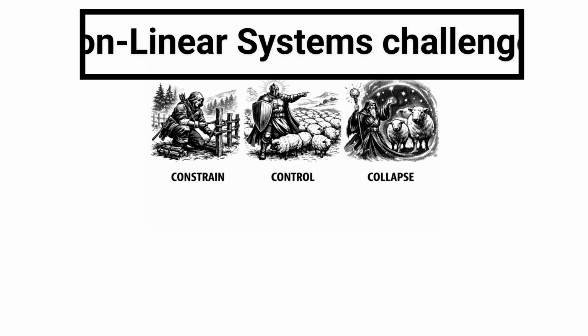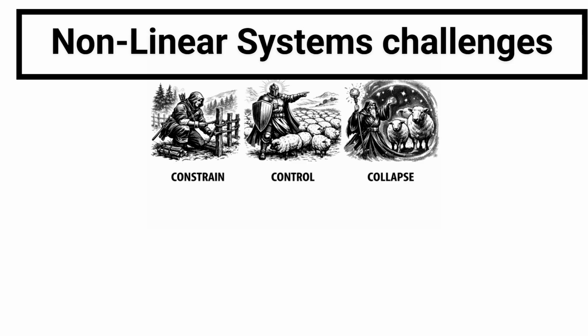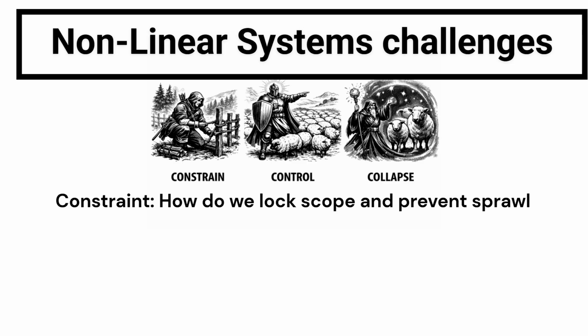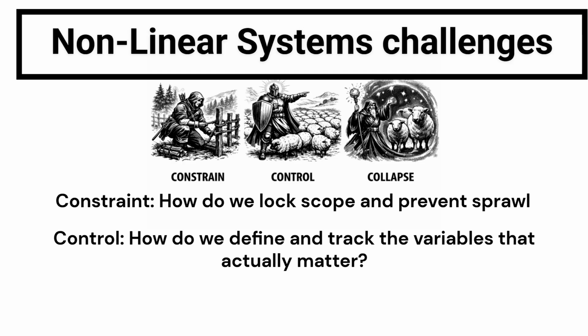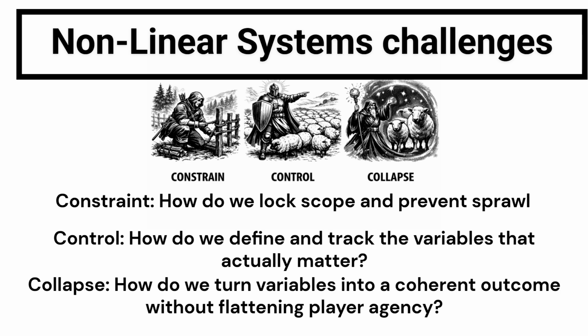When we attempt to design nonlinear narrative at scale, we encounter three systemic challenges that must be addressed. The first is constraint. How do we lock scope and prevent uncontrolled narrative sprawl? The second is control. How do we define and track the variables that actually matter to the story? And lastly, collapse. How do we turn those variables into a coherent outcome without flattening player agency?